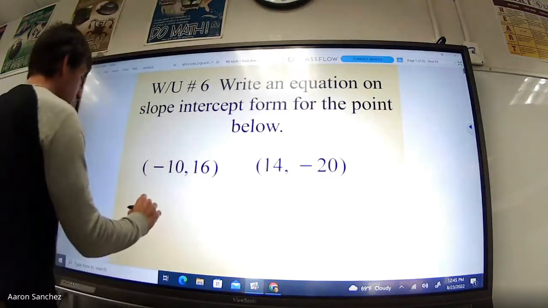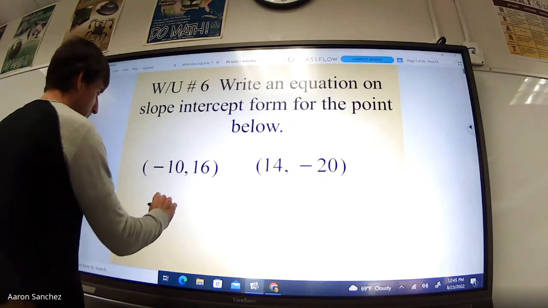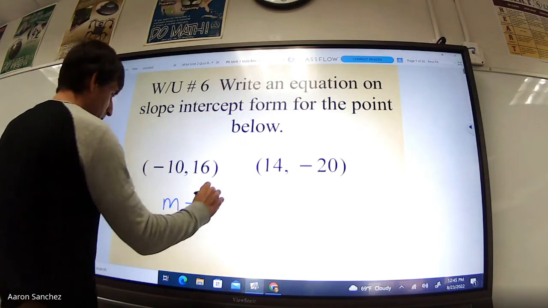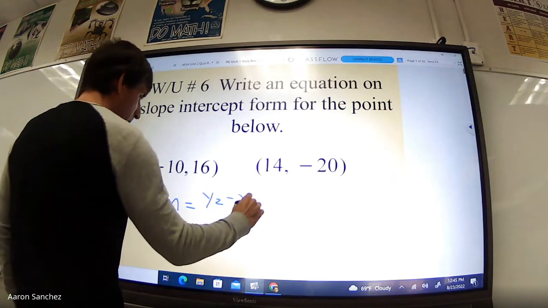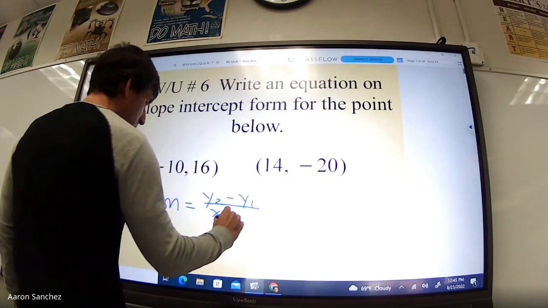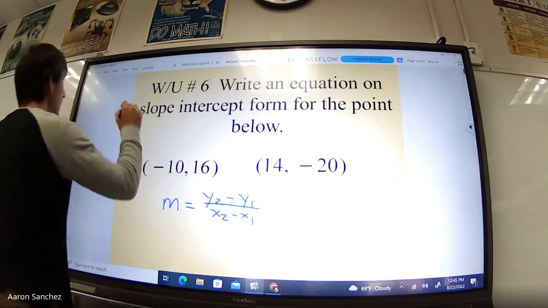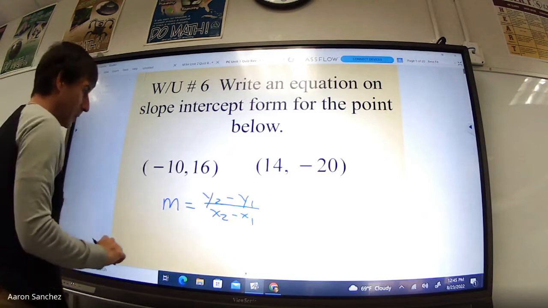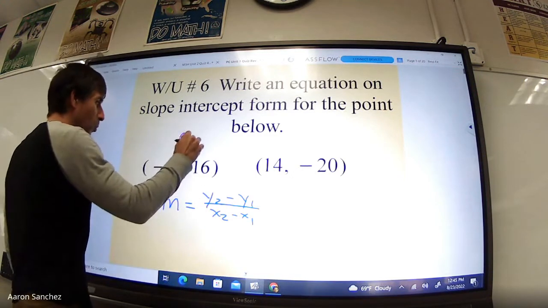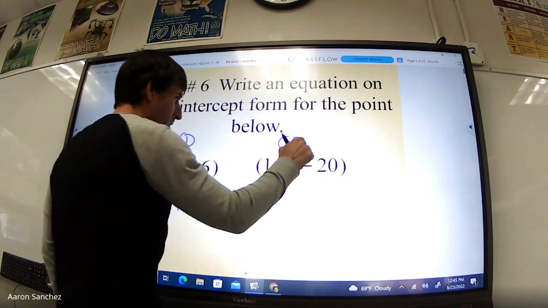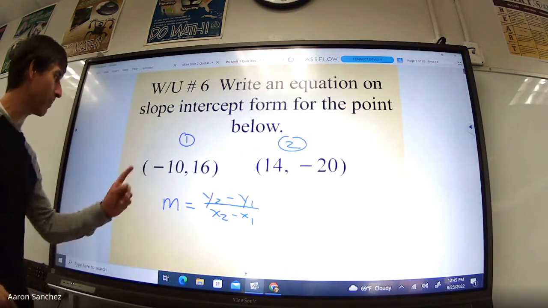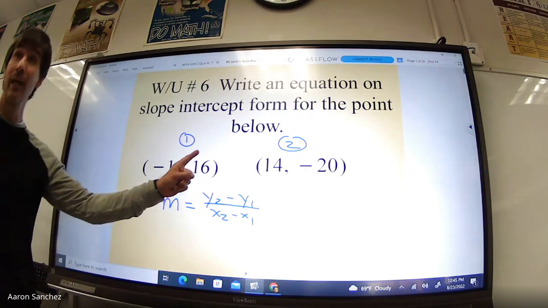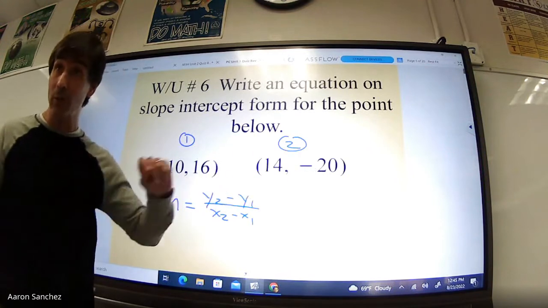But anyway, first we must solve for the slope. Slope is y2 minus y1 over x2 minus x1. You guys with me there? So let's call this point 1 and this point 2. It doesn't matter. You call that point 1, that point 2. But now I know what my x1 and y1 are. I know what my x2 and my y2 are.